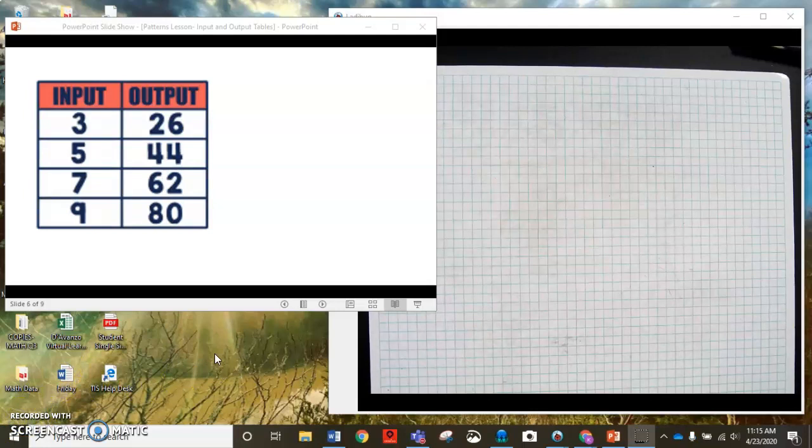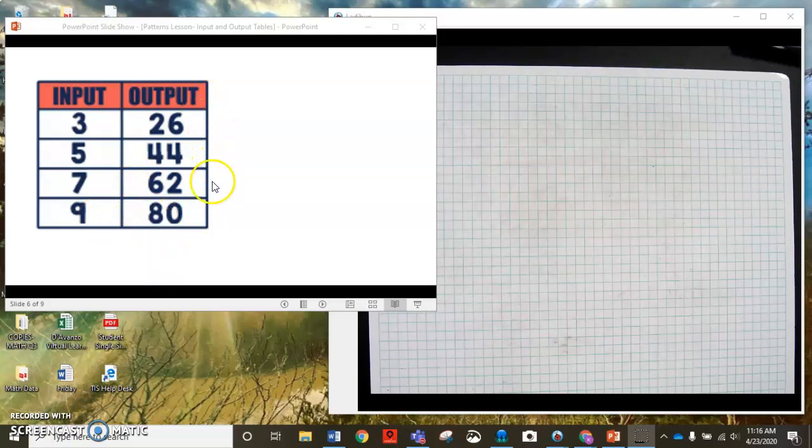Okay, so we're going to do one more in this video segment, looking at this input-output table and trying to determine what the rule could be. So as I look at the numbers in the input and how they relate to the output, I'm noticing something. I noticed that 3 times 9 would be 27. So this is close to that 9's fact, but not quite. Same thing here. If I multiply 5 times 9, I should get 45, but this output is 44. If I multiply 7 times 9, I should get 63, but this is 62. And if I multiply 9 times 9, I should get 81, but this is 80.